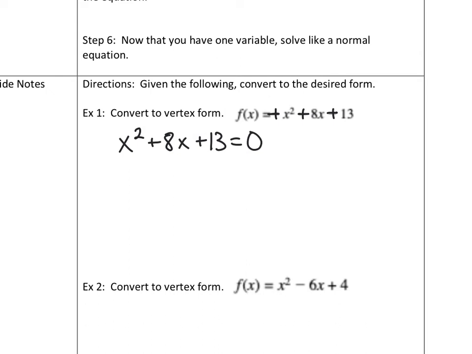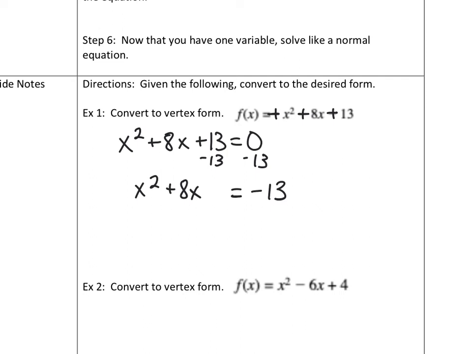The next thing I'm going to do is move that constant to the other side. I want the constant on one side and the variables on the other. So what's the constant in this, and how would I move that over? Just subtract it. So I end up with x squared plus 8x equals negative 13. Everybody with me so far?